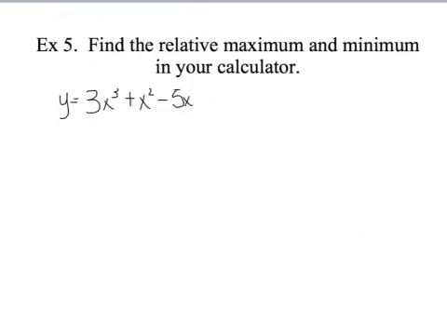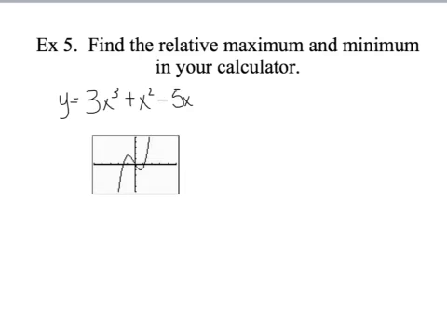Example 5. We want to find the relative maximums and minimums in our calculator. And our function is y equals 3x cubed plus x squared minus 5x. So I want you to take a few minutes right now, hit pause, and let's see if you can calculate the maximums and minimums. I'm going to show you what my answer is, and I want to see if you match. Now, if you do not get these answers, make sure that you come up to me at school and we can go over what's going on with your calculator.